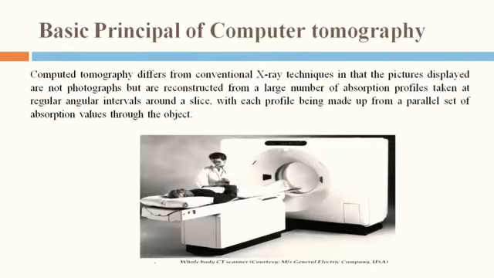The basic principle of computed tomography differs from conventional X-ray techniques in that the pictures displayed are not photographs but are reconstructed from a large number of absorption profiles taken at regular angular intervals around a slice, with each profile made up from a parallel set of absorption values through the object. In computed tomography, X-rays from a finely collimated source are made to pass through a slice of the object or patient from a variety of directions.